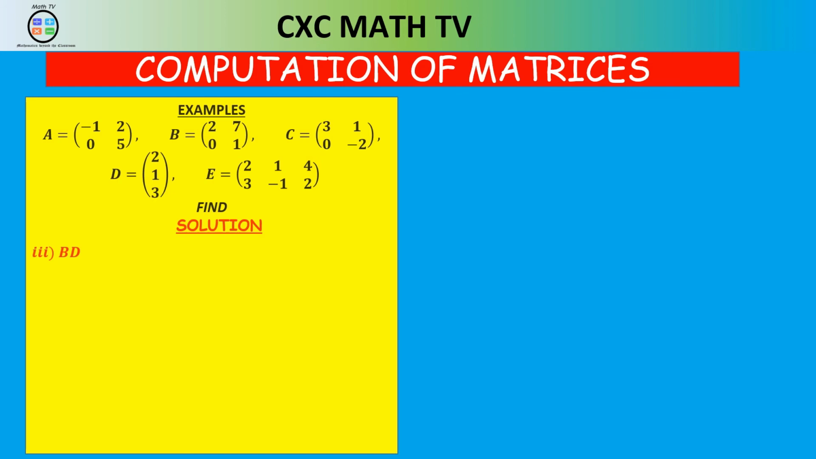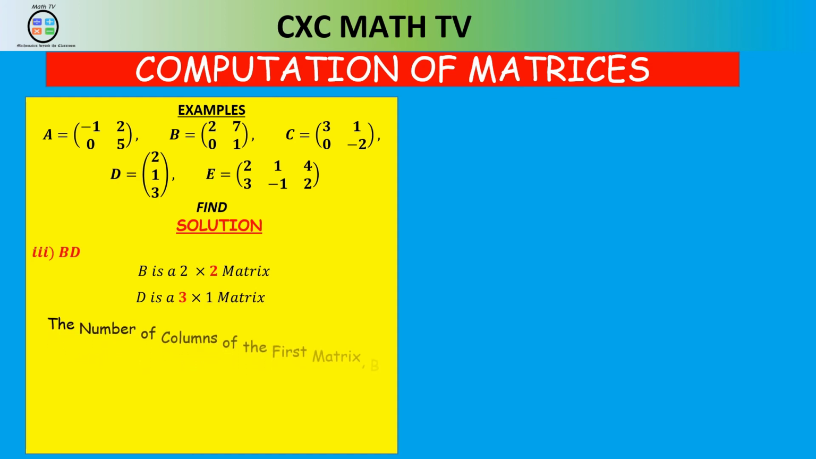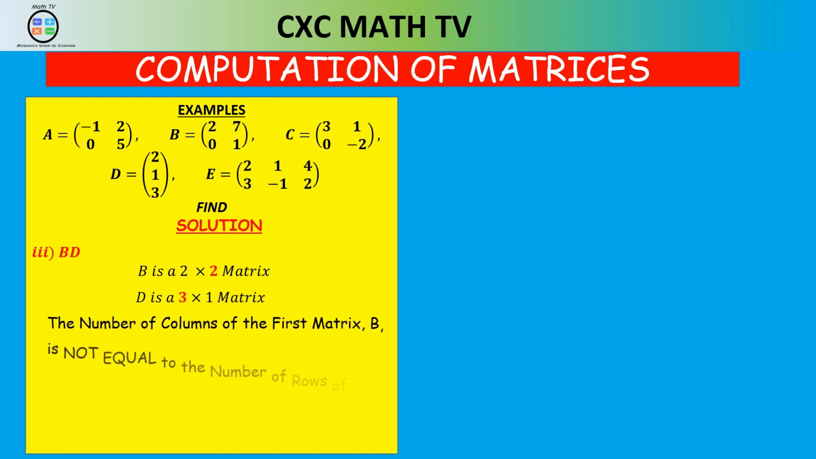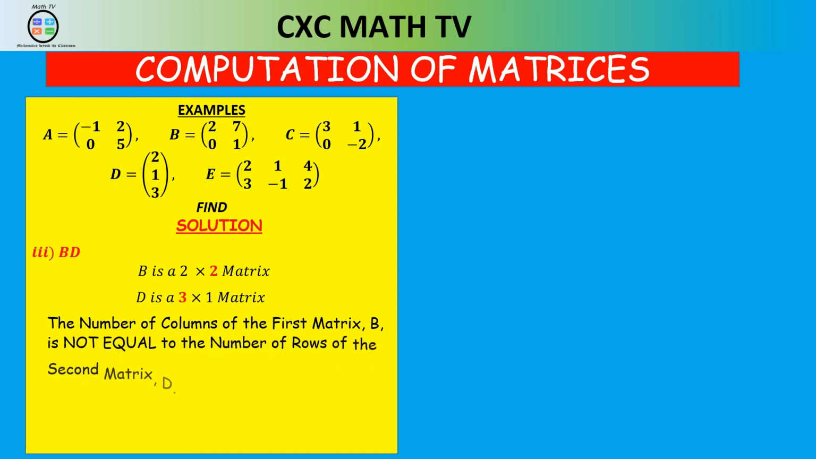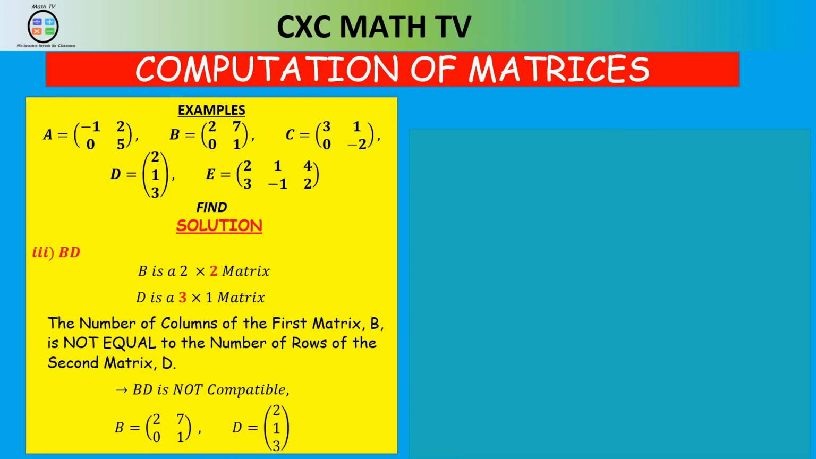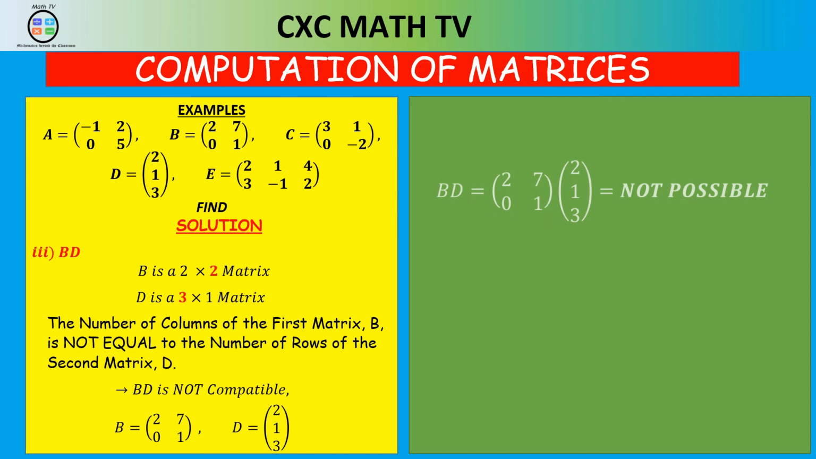Now looking at matrix B at the top, 2, 7, 0, 1, B is a 2 by 2 matrix and D is a 3 by 1 matrix. Now notice that we put in the color red, the number of columns of the first matrix B is 2, and that's not equal to the number of rows of the second matrix D, because D has 3 rows. And so B times D is not compatible. And so BD is not possible. We cannot multiply these two matrices.